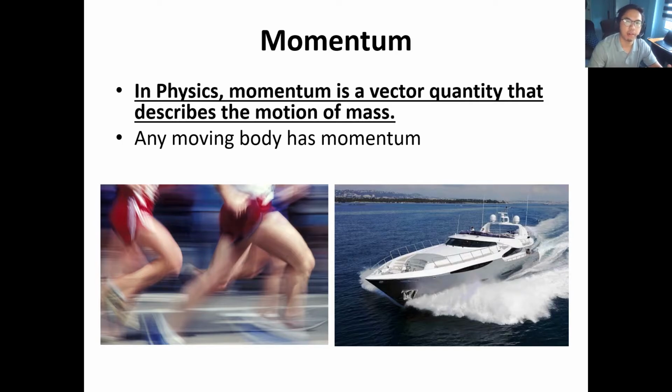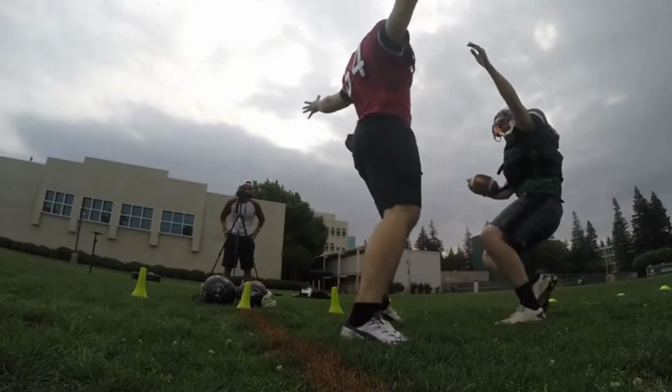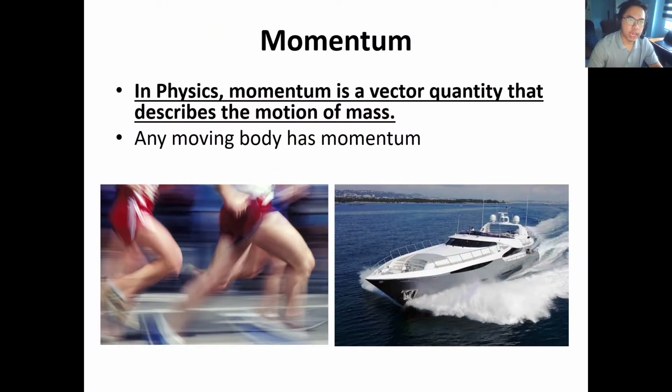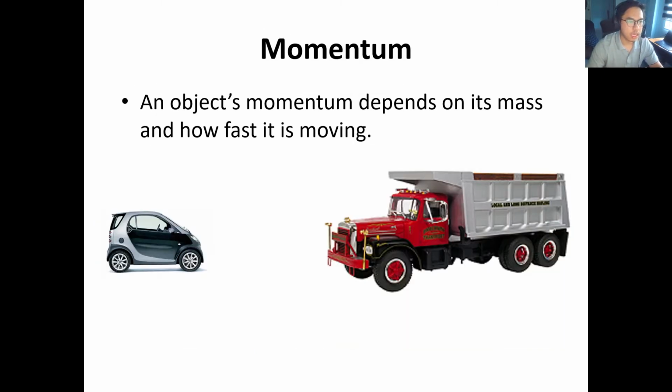In physics, it's similar to the word that we use in sports, but it tells us about the motion of a mass or an object. In other words, if an object has a lot of momentum, that object has a lot of motion, a lot of energy in its motion. If an object has a bit of momentum, then it doesn't have a lot of motion. An object that is not moving has no momentum at all. It has zero momentum.